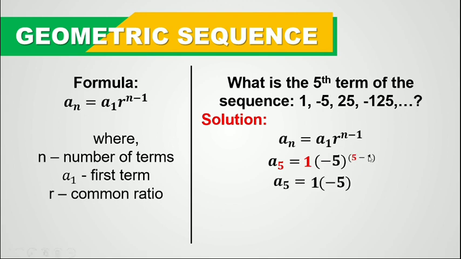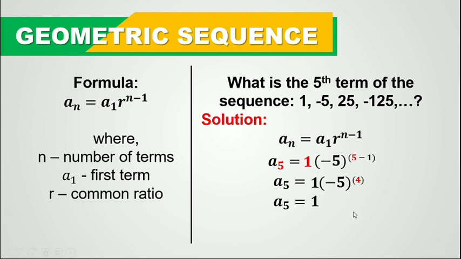So 5 minus 1, that's 4. And then a sub 5 equals 1 times negative 5 to the power of 4. So let's evaluate this first. You have to make sure that you write the parentheses, especially if you're going to use a calculator. You really have to write the parentheses first before writing negative 5, because if you just write negative 5 to the power of 4, the answer would be different. The sign of the answer would be different. So you really have to take the parentheses into account.